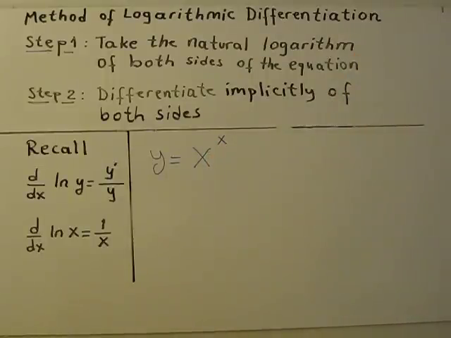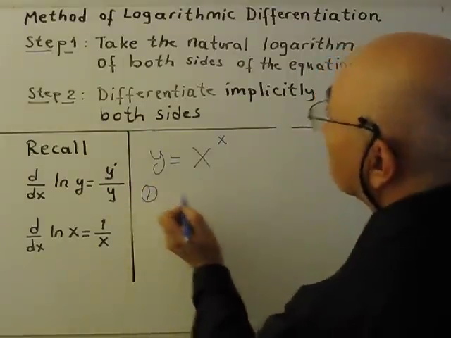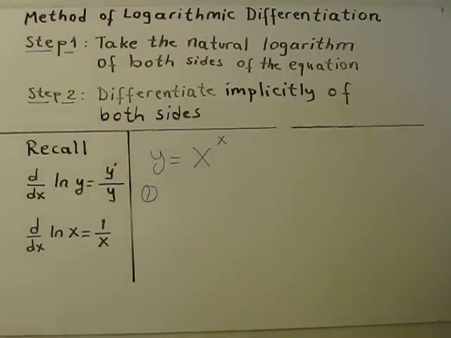How can I get to logarithmic differentiation? For this function, we have to use the method of logarithmic differentiation to differentiate, because both base and exponent are variable. So again, how to differentiate? Step one, take the natural logarithm of both sides of the equation.